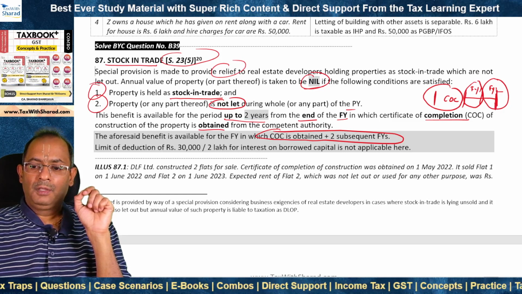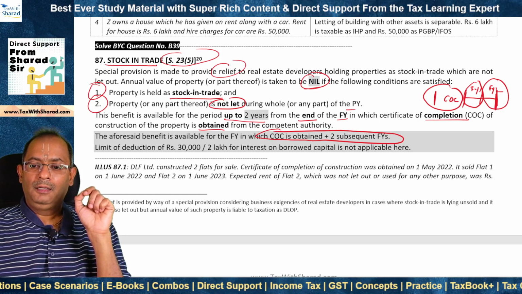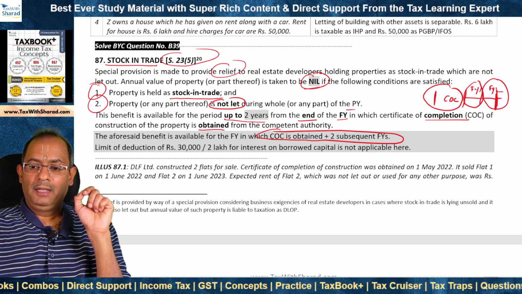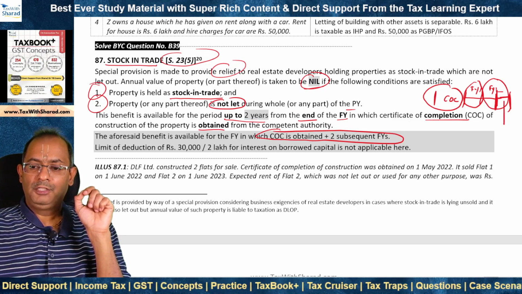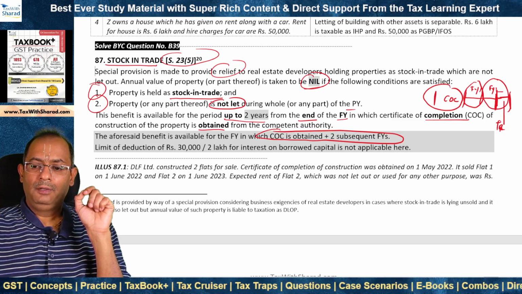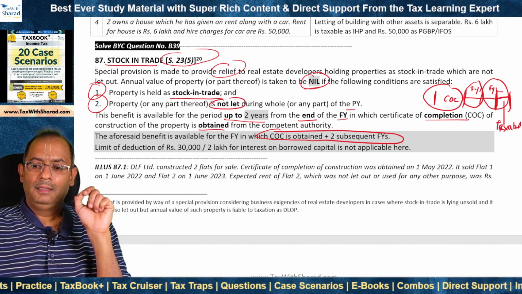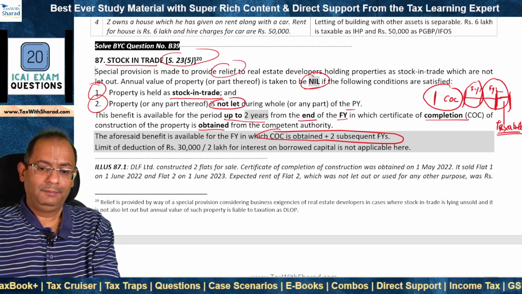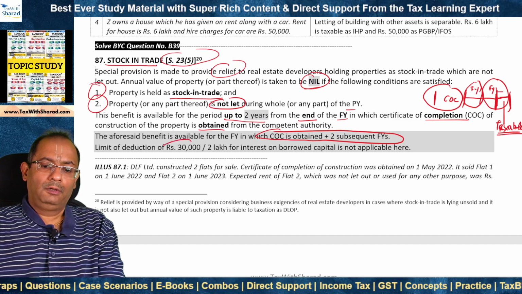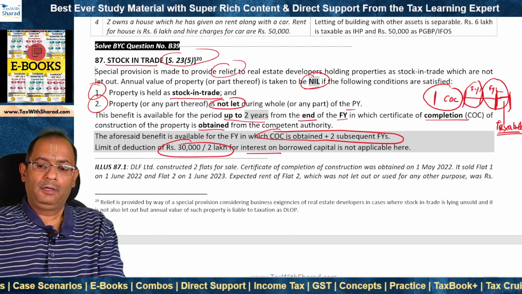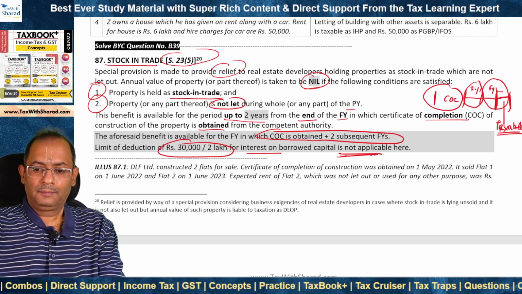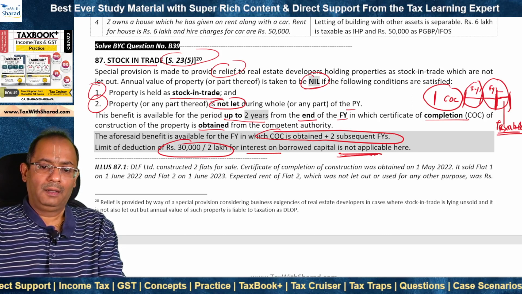If the property or the stock in trade continues to lie with the real estate developer beyond FY2, then from this financial year onwards, the relief will not be available and the NAV will not be nil, and consequently the annual value will start getting taxable. Now we need to note that the limit of deduction of rupees 30,000 or 2 lakh for interest on borrowed capital is not applicable here. So this is the provision regarding stock in trade.